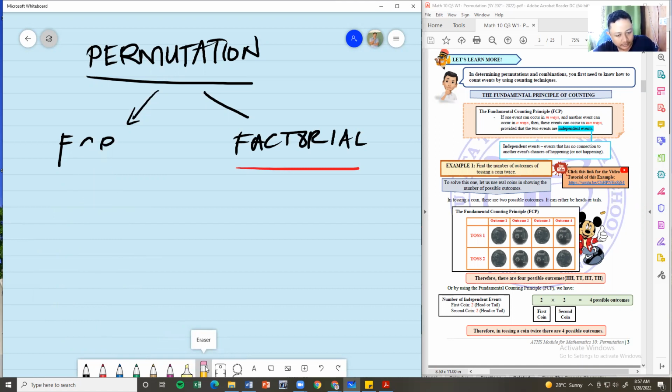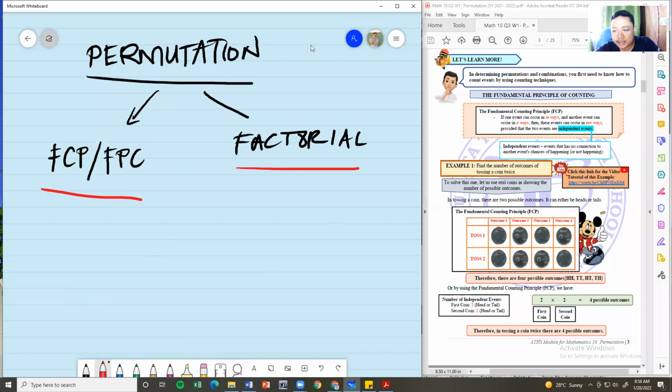Wait lang. Let's have this. So we are still in FCP. Some resources call it FPC, or the fundamental principles of counting, or the fundamental counting principles. They are just the same. It's just a matter of naming these words.